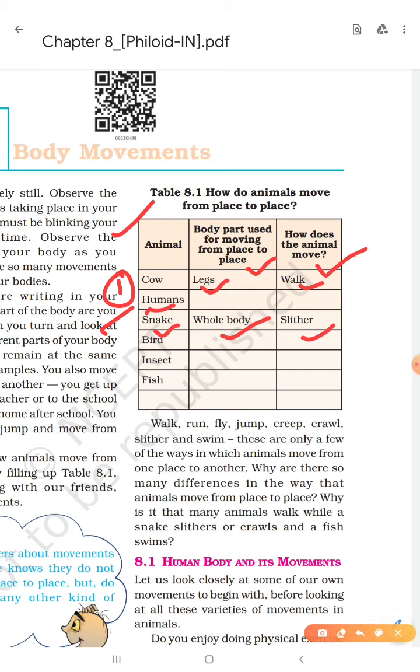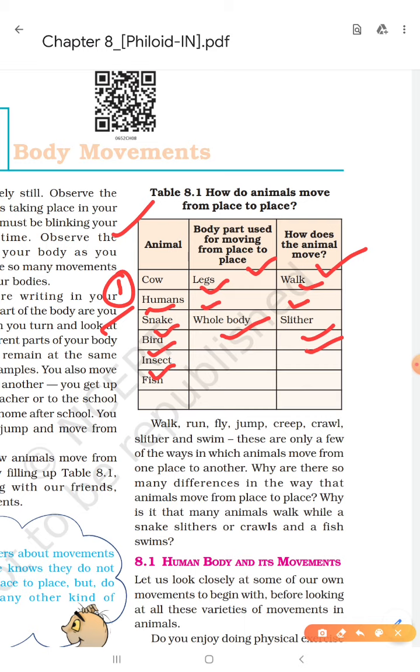Like that, humans use legs for moving from one place to another, so we should write here legs. And what do we call that? We call that walk. We can write walk or run, both, walk comma run. In case of bird, as we know, birds use wings or legs, so we can write wings and legs. Here we will write fly, walk. We can write fly or walk.